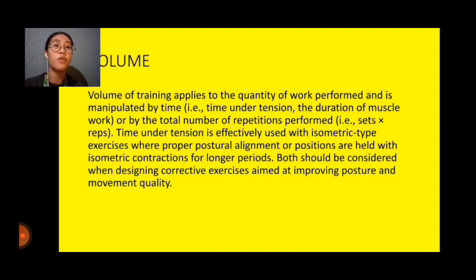Next one is volume. When we say volume, it applies to the quantity of work performed and is manipulated by time, for example, time under tension, the duration of muscle work, or by the total number of repetitions performed, for example, sets and reps. Time under tension is effectively used with isometric type exercises, where proper postural alignment or position is held with isometric contraction for longer periods. Both should be considered when designing corrective exercises aimed at improving posture and movement quality.